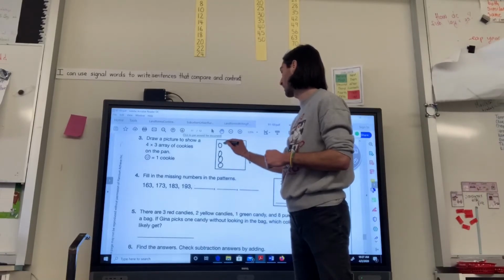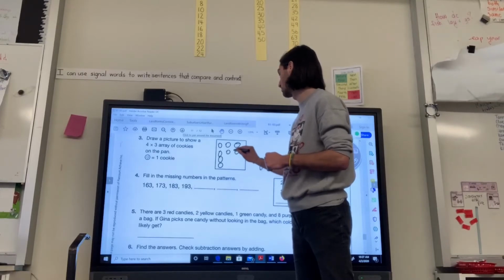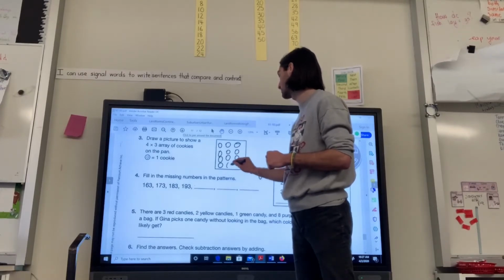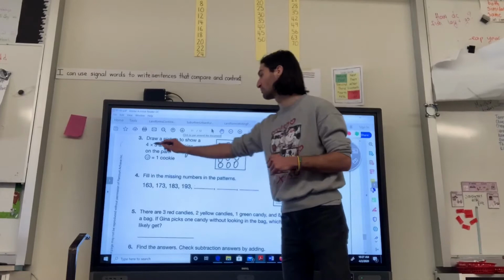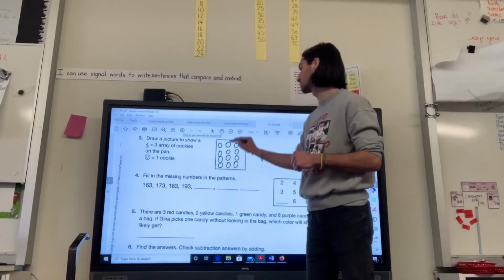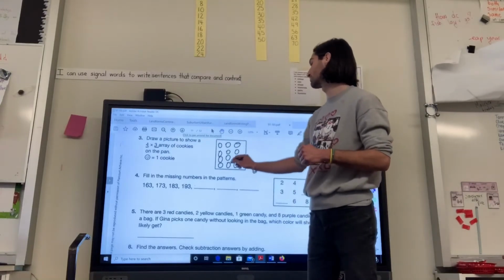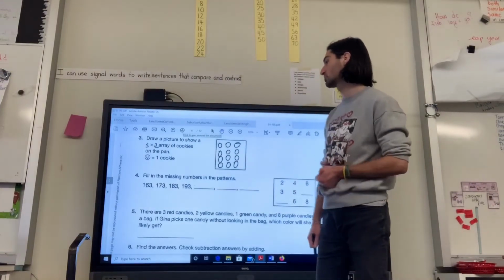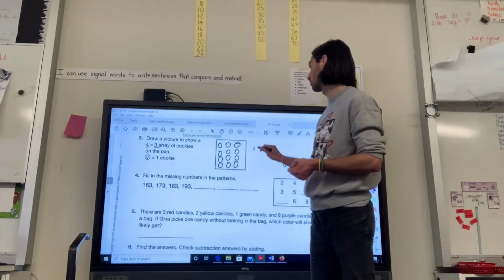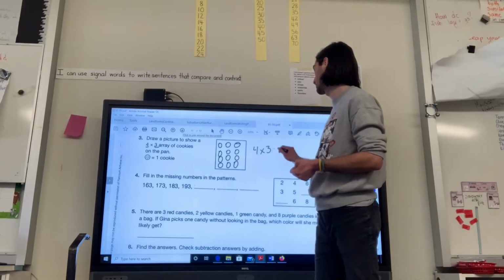1, 2, 3, 4. And how many cookies are going to be on the top row? 3. There's going to be, each row is going to be 3 cookies. The first number is the columns, and the second number is the rows. All right, so how many cookies do we have all together? 4 times 3 equals 12.